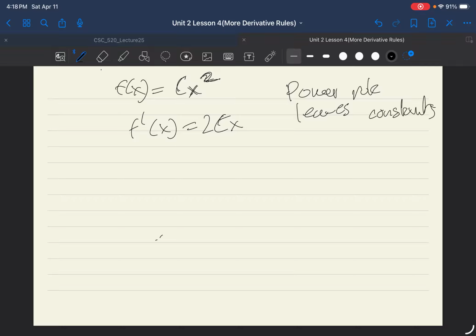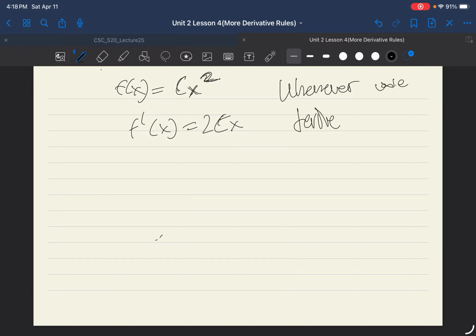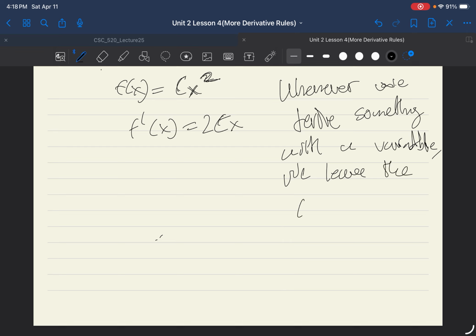constants alone. Whenever we derive, not just the power rule, whenever we derive something with x, or something with a variable, we leave the constant alone at first. See what we did here? We took the c, we put it down, and then we multiplied it by the 2 that came down, and obviously this is going to be 2 minus 1. That's going to be that power.